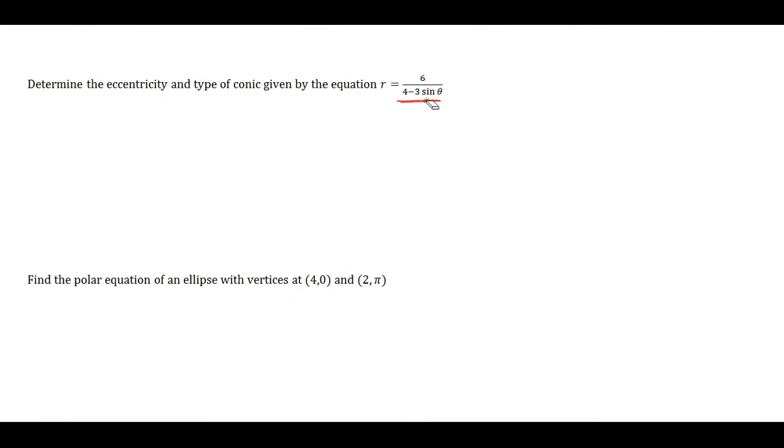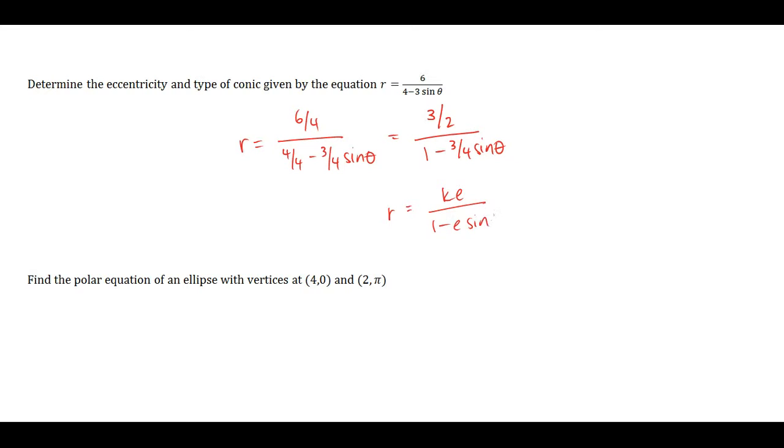Well, easiest way, divide everybody by 4. So if I divide everybody by 4, I get 6 over 4, 4 over 4, minus 3 over 4 sine theta, which of course we will reduce and get 3 over 2 over 1 minus 3/4 sine theta. And if you know your formula, you know that this is of the form r equals K times eccentricity over 1 minus eccentricity sine theta. So right away I'm given the eccentricity. The eccentricity is 3/4. Woohoo!